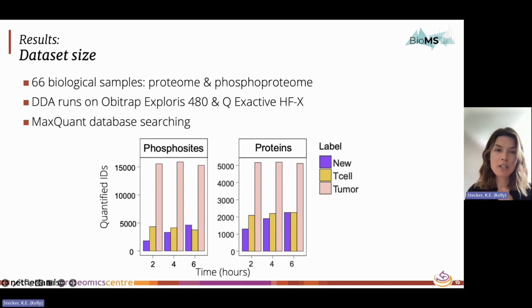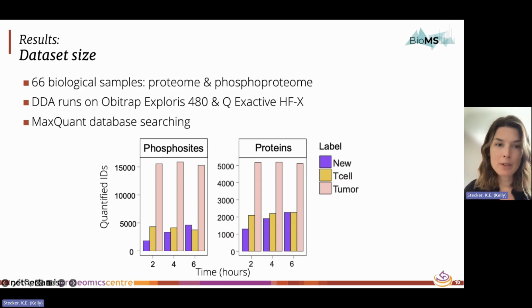So in our experiment in total, we looked at a total of 66 samples in which we measured the proteome and the phosphoproteome. This is co-culturing across the different cell lines with biological replicates over the different time points. We collected this data using data-dependent acquisition and an Orbitrap Exploris and a Q Exactive, and we used MaxQuant to search the data. And we searched it like you'd search a normal SILAC run, except we threw out all the ratio data and just extracted the intensities.